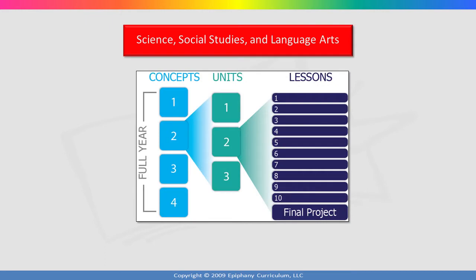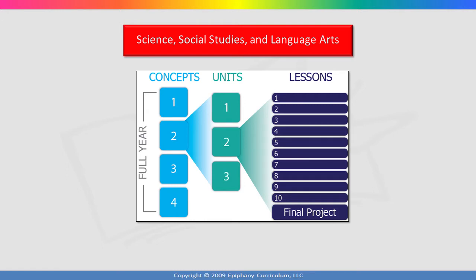The science, social studies, and language arts curriculum is comprised of 4 9-week concepts that your child will cover over the course of the year. Each concept contains 3 fun, hands-on units, and each unit contains between 10 and 13 daily lesson plans, ending with a final project. The lessons require minimal preparation time, are clearly laid out, and easy to use.